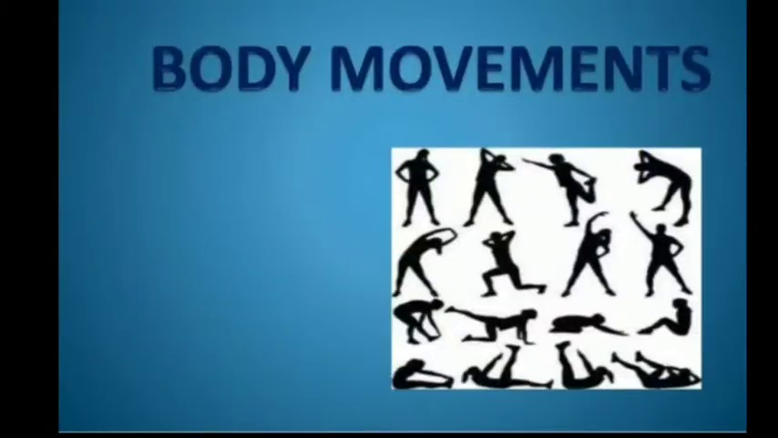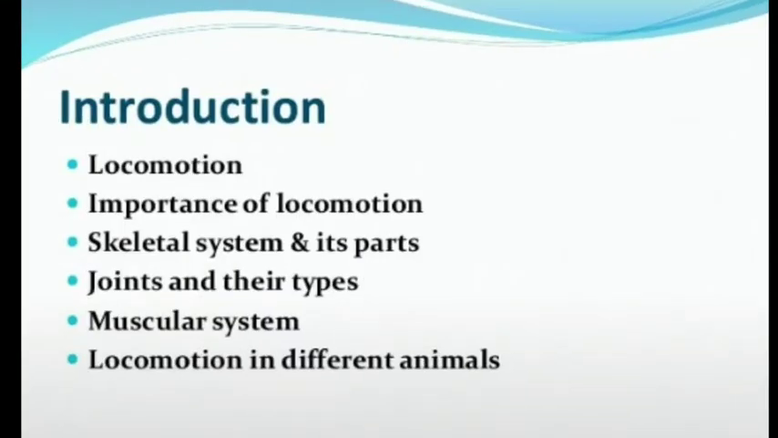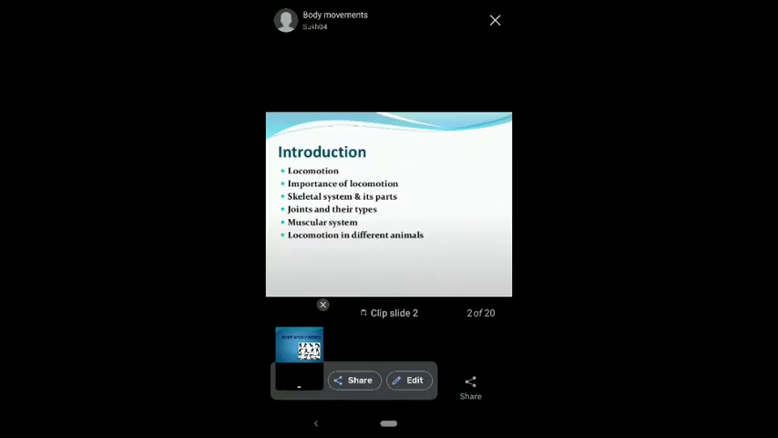Children, today we are going to start a new chapter. That is chapter number 8, Body Movements. In this chapter, we are going to learn about locomotion, importance of locomotion, skeletal system and its parts, joints and their types, muscular system and locomotion in different animals.